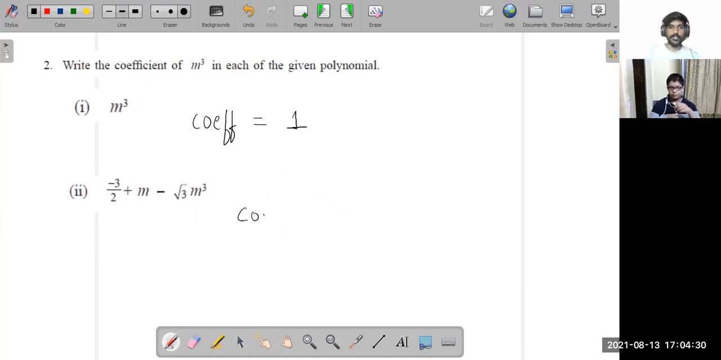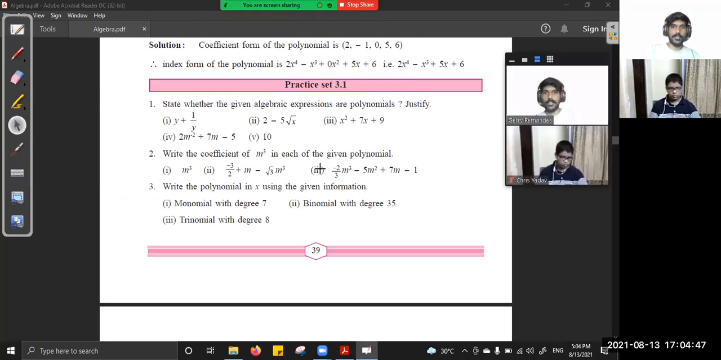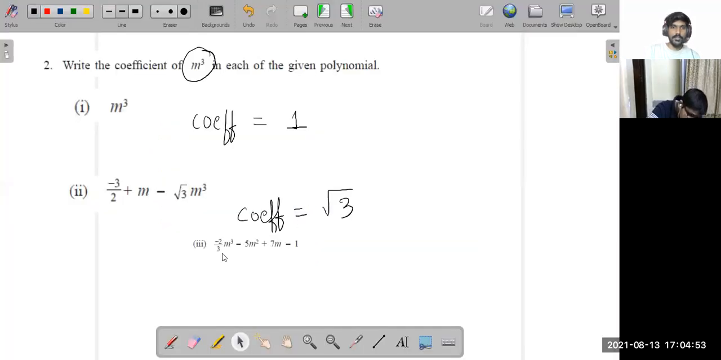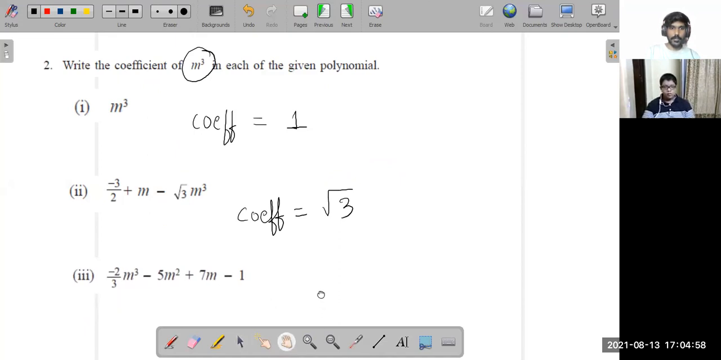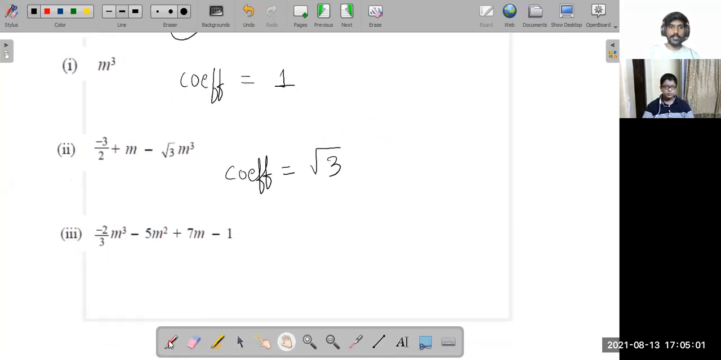What is the coefficient in this case? Root 3. We are finding the coefficient of m cube, so it is root 3. Third one: minus 2 upon 3 m cube minus 5m square plus 7m minus 1. What is the coefficient in this case? Minus 2 upon 3.